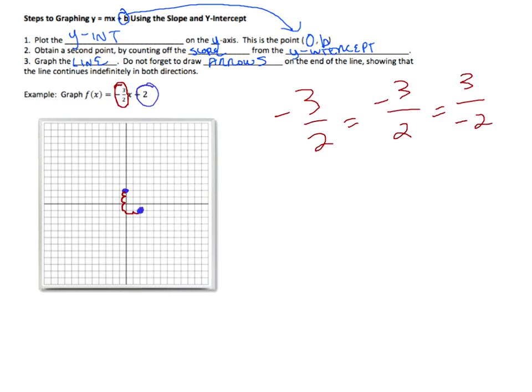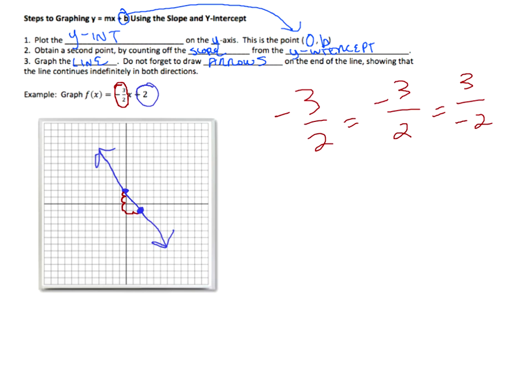That is the other point, or the next point on my line. Well, it's not the next point, but it's the next point that I'm counting to with my slope on my line. And then you're ready to graph your line. Arrowheads on the end to let me know that you know it continues indefinitely. But MyMathLab does that for you anyway, so you don't have to worry about drawing them in.